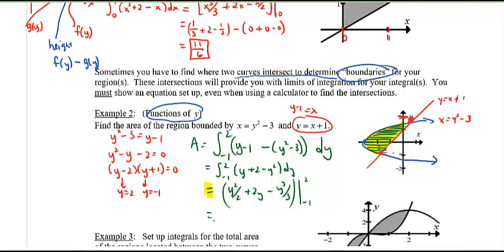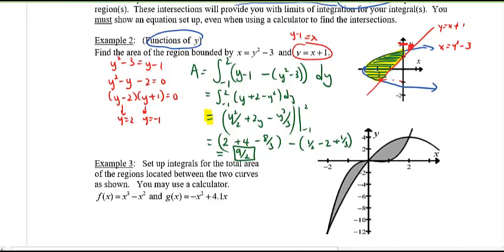Nonetheless, we can do this. I think it's 2 plus 4 minus 8 over 3 minus 1/2 minus 2 plus 1 over 3. And if I do all this, I think I get what? In my head, I think I get 10 over 2. Double check my answer. Okay, so here is an example how we used dy, or functions of y, to help us figure out the area.